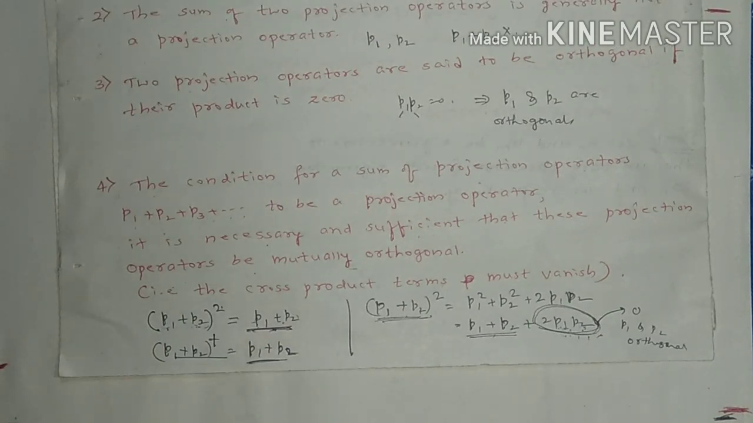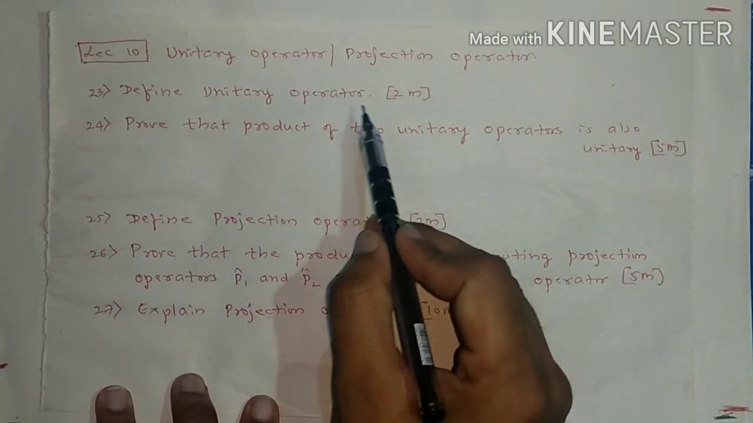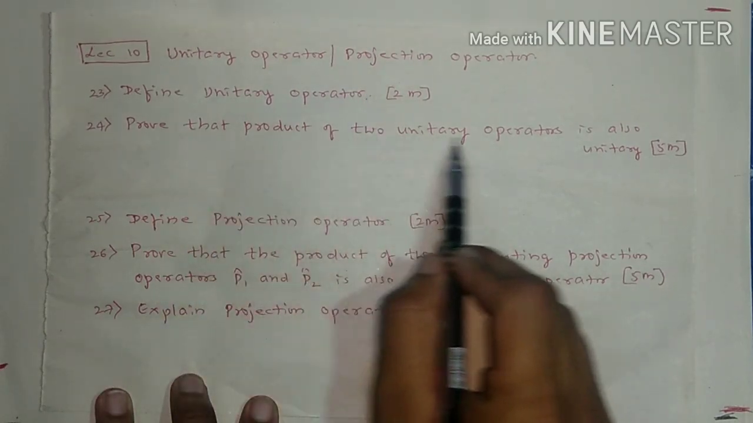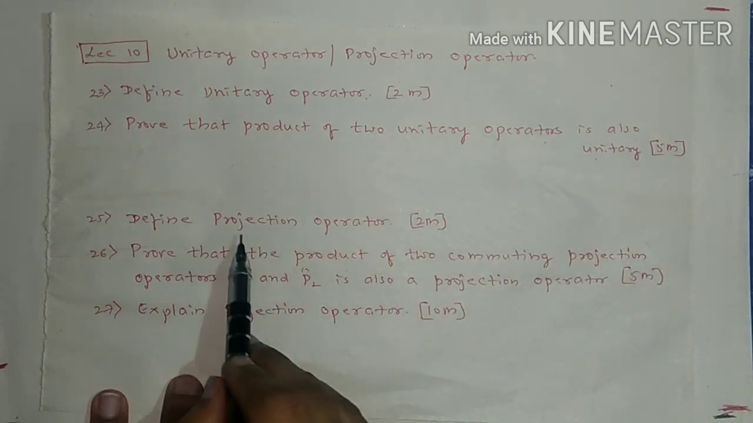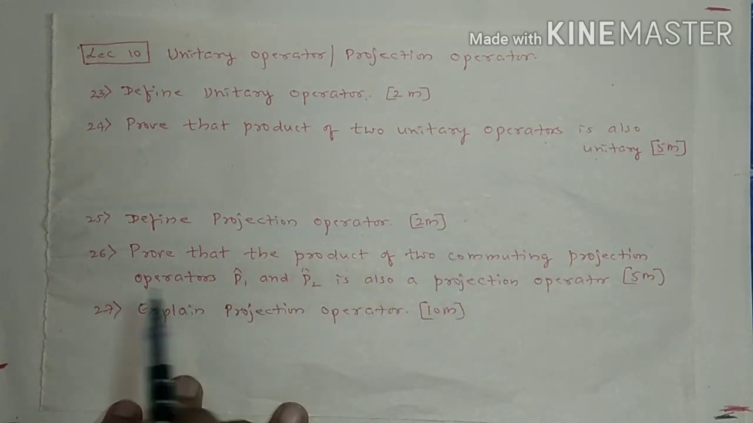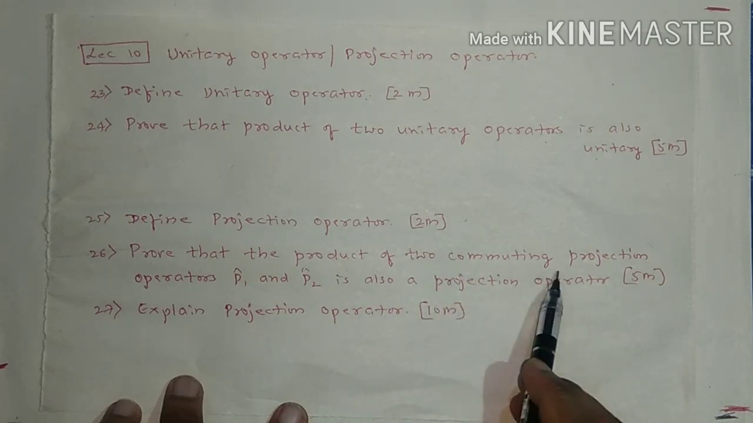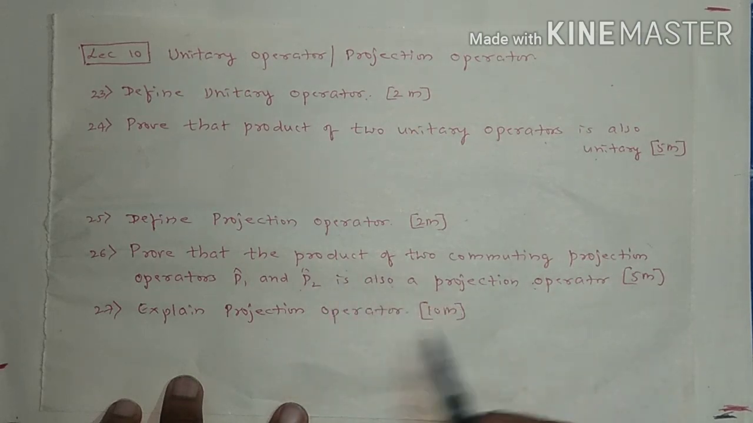So in this lecture we have seen two operators, the unitary operator and the projection operator. Very simple operators. So let us see some questions. Define unitary operator, straightforward. Prove that the product of two unitary operators is also unitary. We have proved this. That may come for 5 marks. Define projection operator. We have done it, straightforward. Prove that the product of two commuting projection operators P1 and P2 is also a projection operator. This also we have done, straightforward.